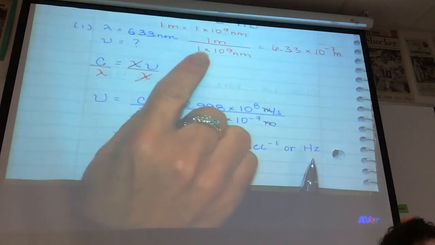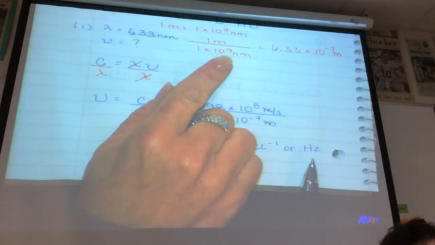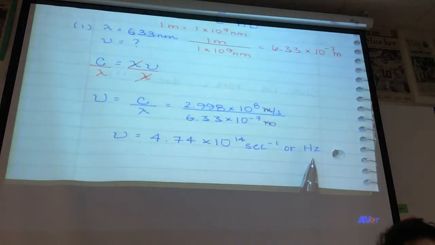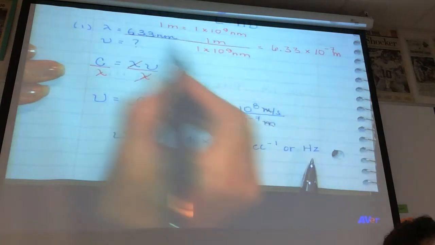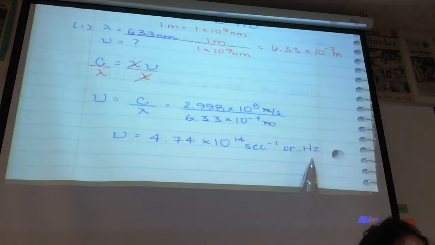633 divided by 1 EE9. This is like one big fraction, so you divide. So we could put seconds to the negative first power or Hz, it doesn't matter which one we put. Correct. That was your question too? Okay. We're going to do several. It'll click.